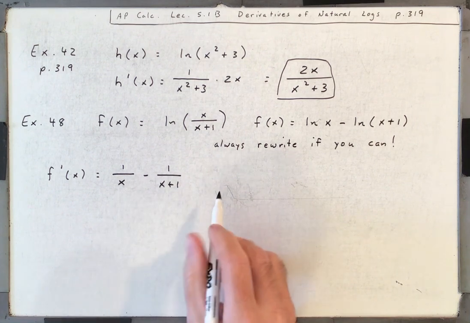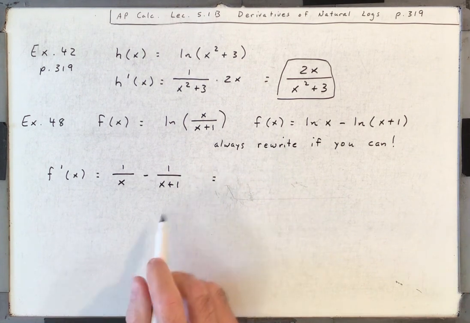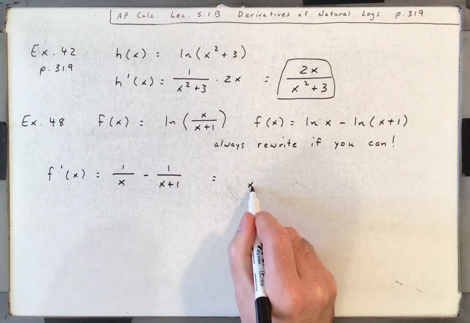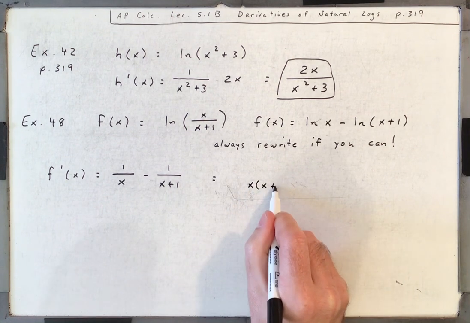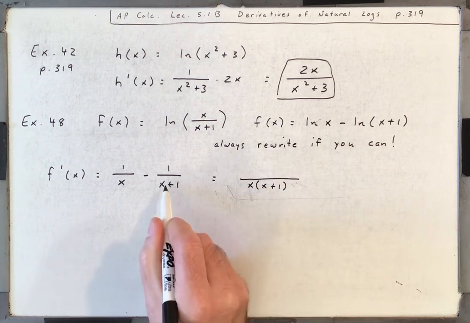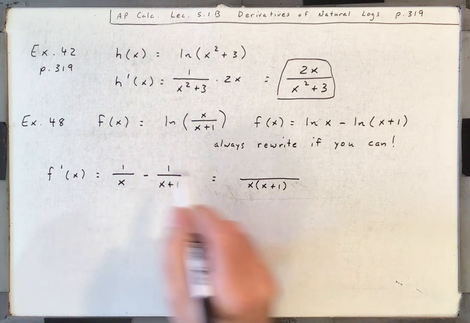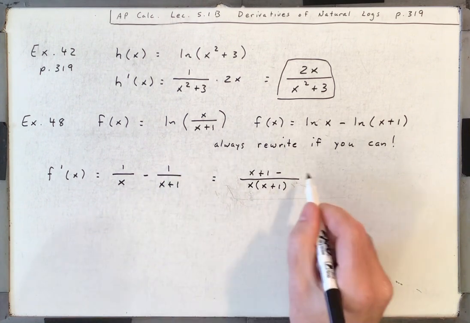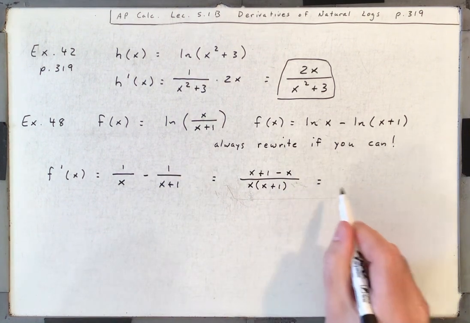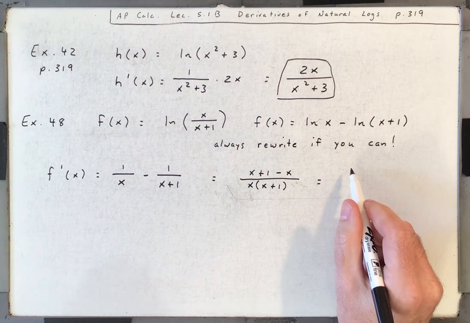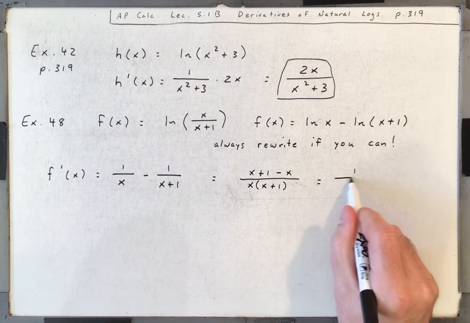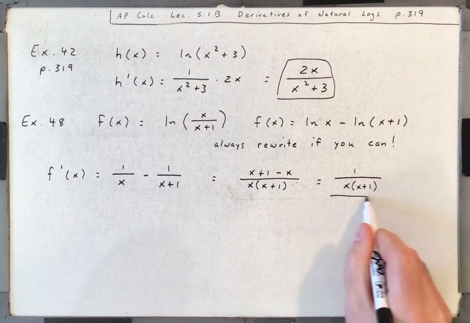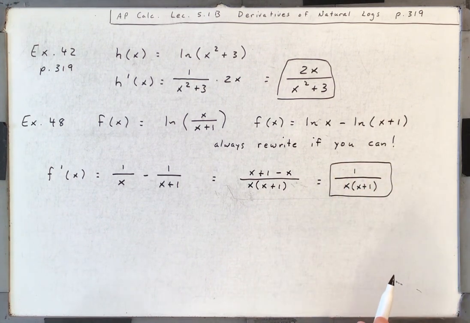Now the back of the book is going to combine these fractions. So remember, what you do is you multiply to have a common denominator, x times x plus 1. We're going to bring x plus 1 over to this side, and then bring this x over this side. And then you end up with just 1 over x times x plus 1. If you want to distribute the x, you can, but that is completely fine there.